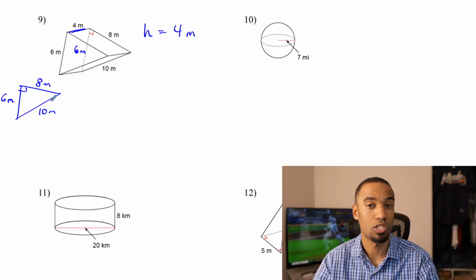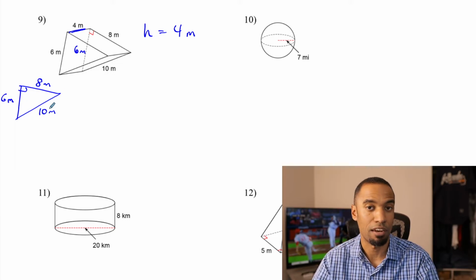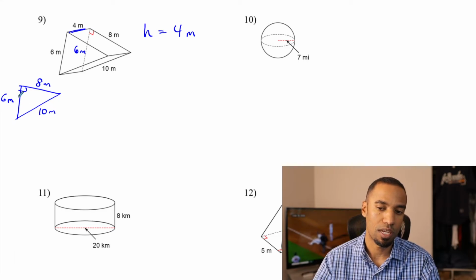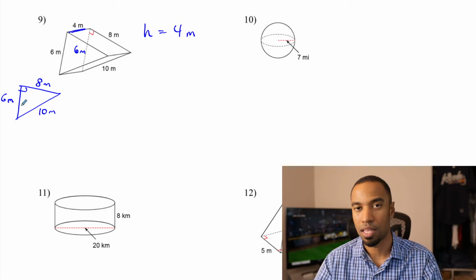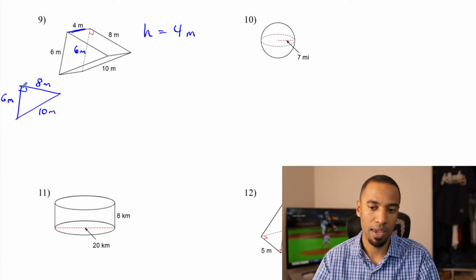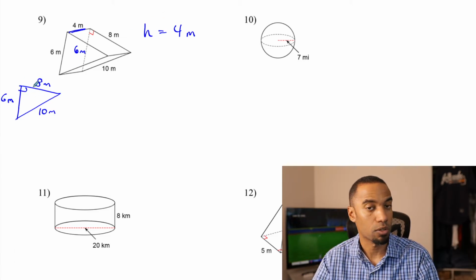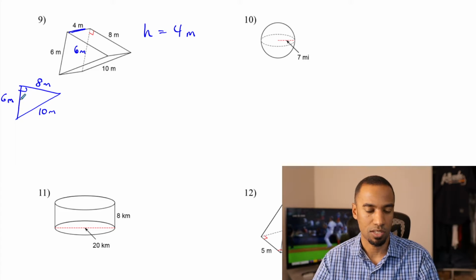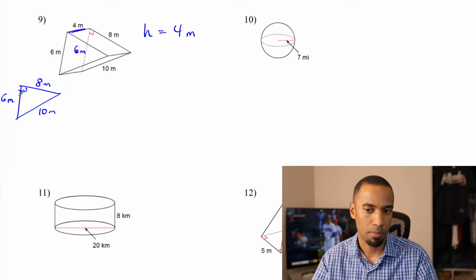The 10 is actually just a decoy. We shouldn't be using the 10 for anything in this problem. We're going to be using either the 6 or the 8 as the base, and then the other one is the height. If 6 is the base, 8 is the height because 8 is perpendicular with 6. And if 8 is the base, then 6 is the height. Either way, I'll call 8 the base, 6 the height.